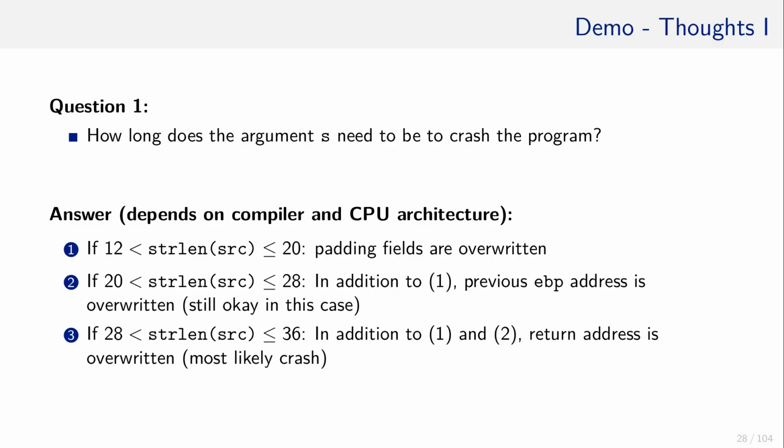As a summary, if the string is between 12 and 20 characters long, the padding fields are overwritten. If it's more than 20 but less than 28, in addition to the padding fields, the previous EBP address is also overwritten, which is still okay in this case. However, if the string is between 28 and 36 characters, in addition to the padding fields and the previous EBP address, also the return address is overwritten.